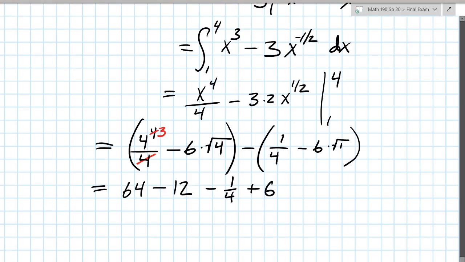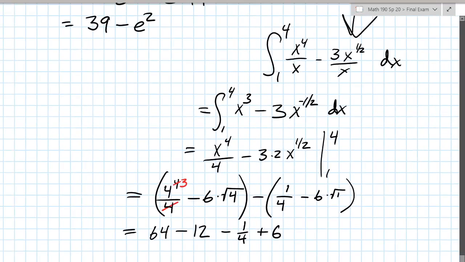But the key here is, in order to work this problem, you've got to deal with the fraction part, with the x's in the denominator, before you can proceed to do the power rule for integrals.